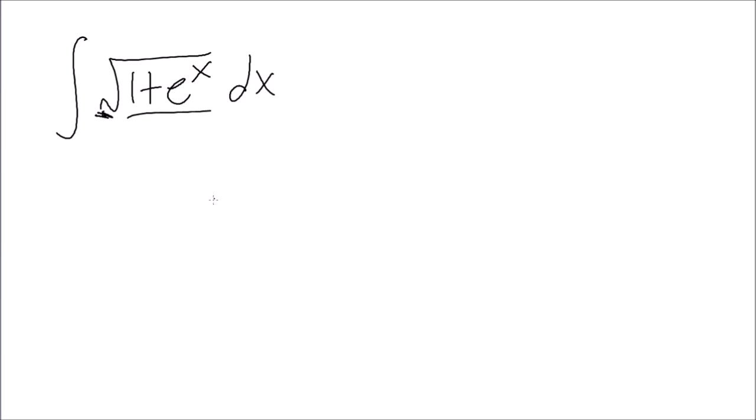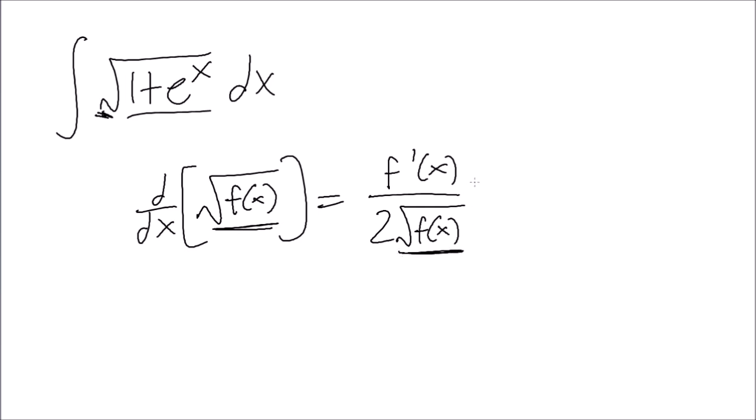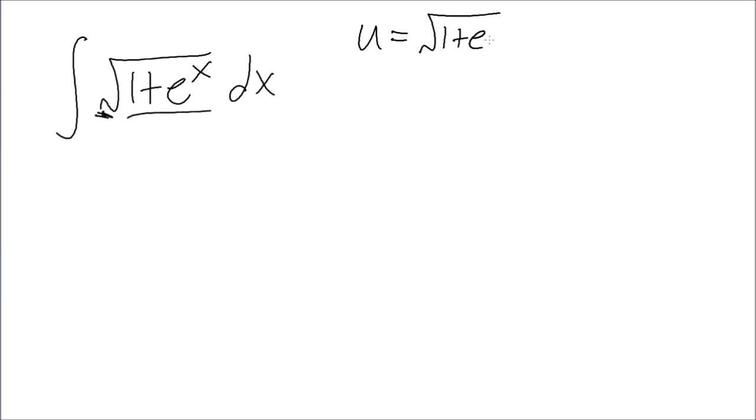The reason is because the derivative of a square root of a function is equal to 1 over 2 square root of the function, and then of course chain rule, f prime of x. We have this and this, they're both the same thing. So when we apply it in a U-substitution, u equals square root of 1 plus e to the x, then du is equal to, and then square root of 1 plus e to the x, oh, that's just u.